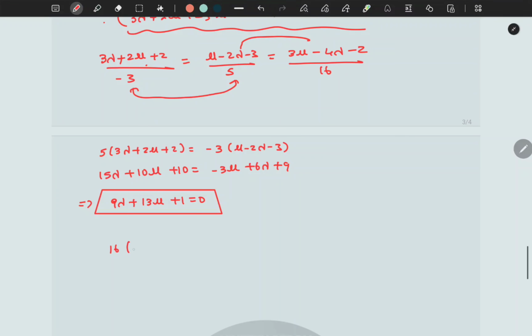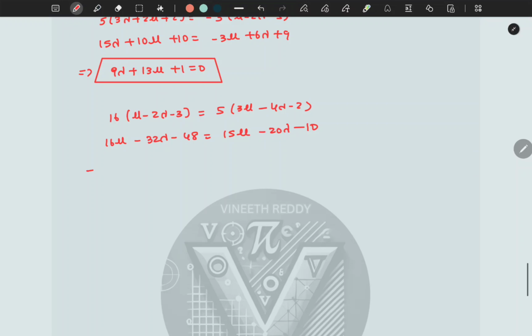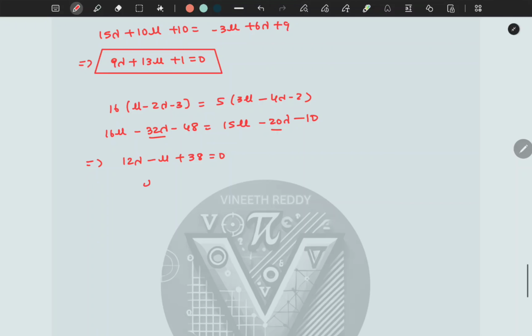So if I equate these two, I get 16 times mu minus 2 lambda minus 3 is equal to 5 times 3 mu minus 4 lambda minus 2. So what do I get? 16 mu minus 32 lambda minus 48 is equal to 15 mu minus 20 lambda minus 10. If I rearrange this, let me take all the terms to the right hand side. So 32 minus 20 should be 12 lambda, and 15 mu minus 16 mu should be minus mu, and 48 minus 10 should be plus 38. So mu is equal to 12 lambda plus 38.